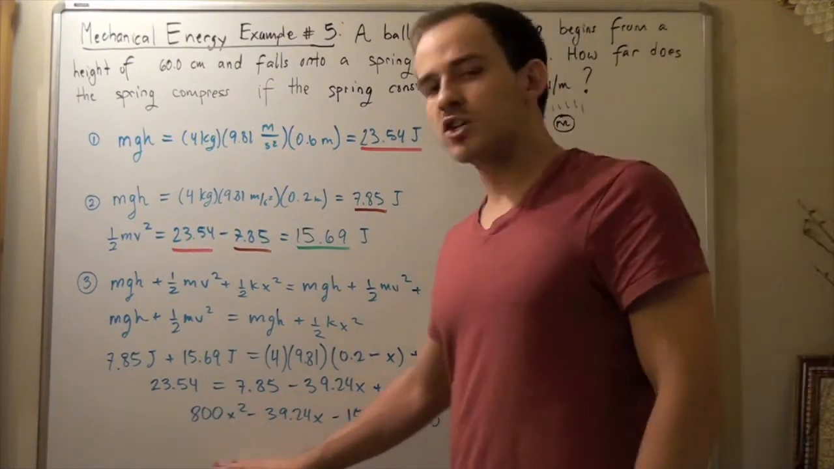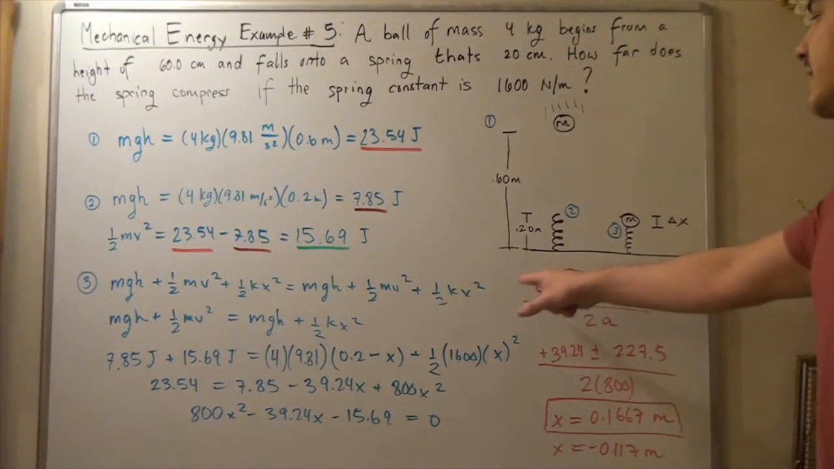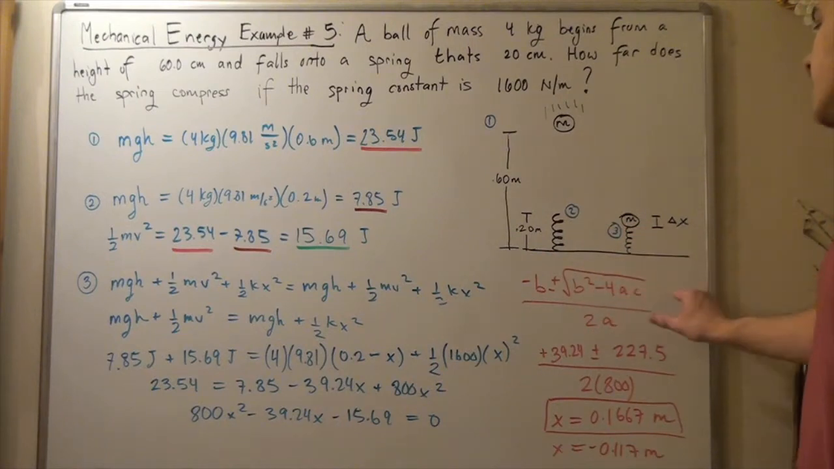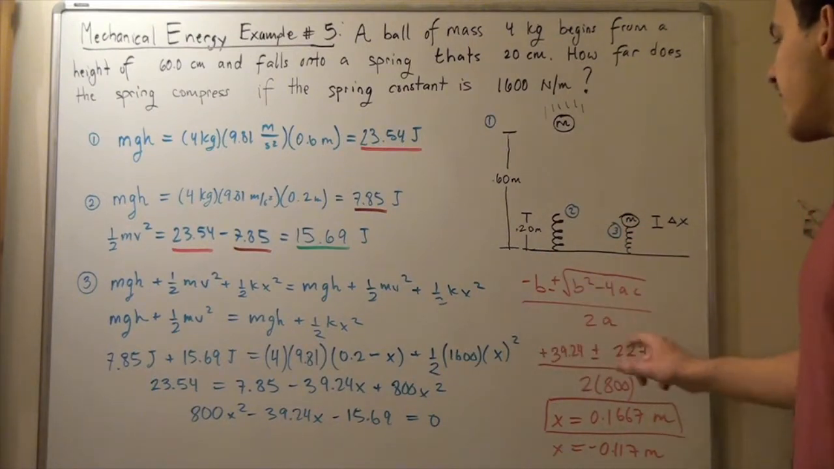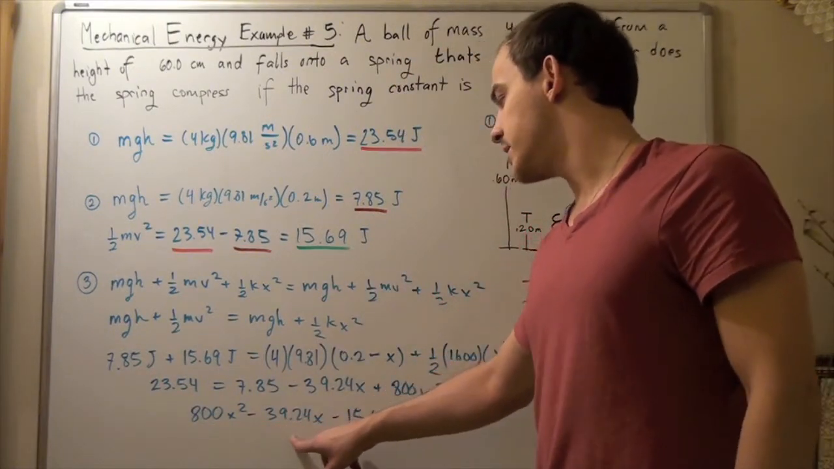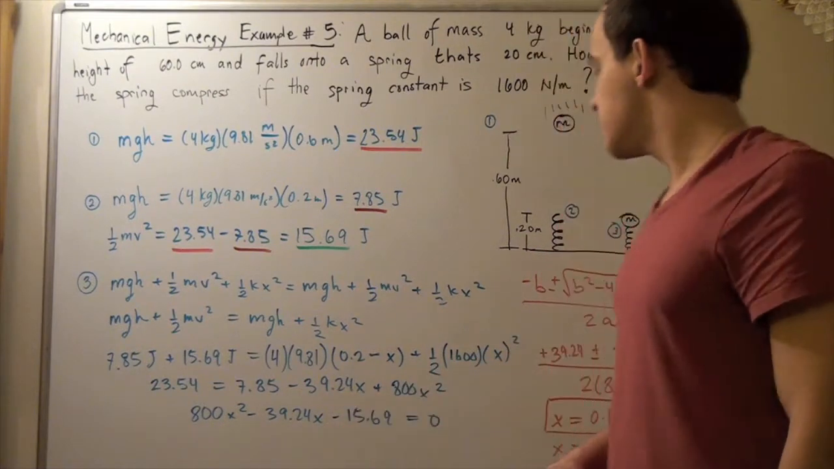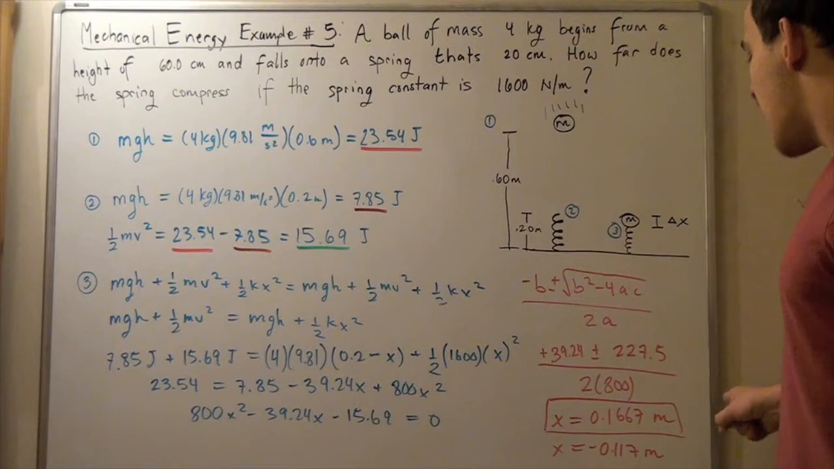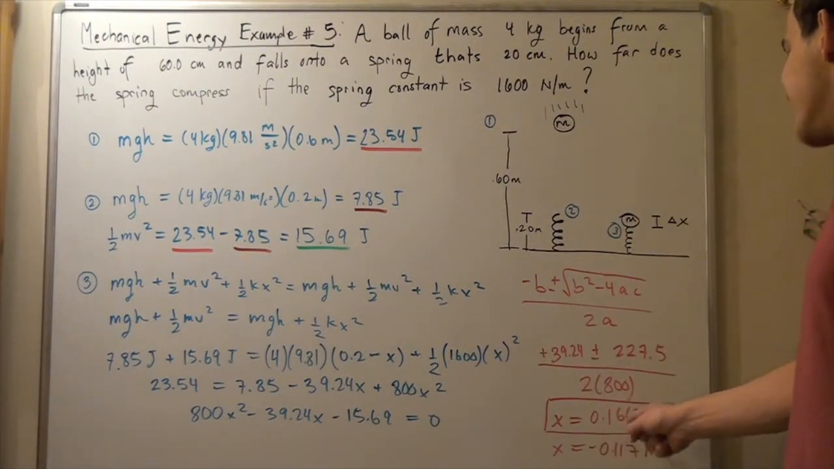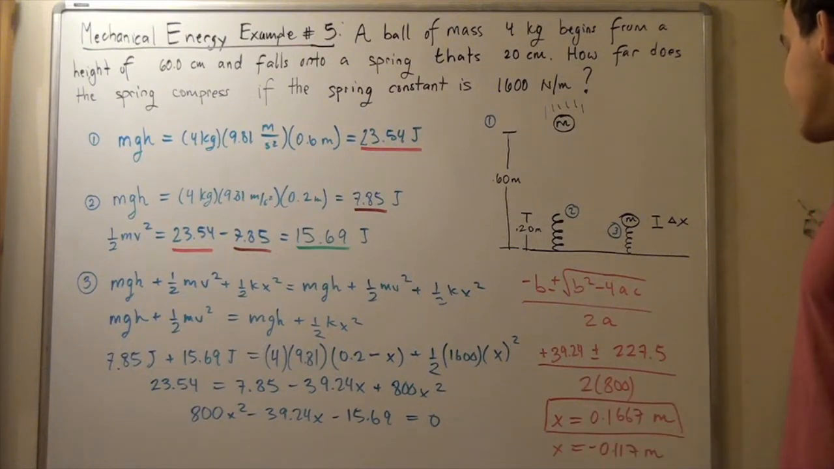So we use the quadratic formula to solve for our roots. The quadratic formula states negative b plus or minus the square root of b squared minus 4ac, our discriminant, divided by 2a, where this 800 is our a, this negative 39.24 is our b, and this negative 15.69 is our c. So we plug in our values and we find two roots. One root is x equals 0.1667 meters, and the second root is negative 0.117 meters.